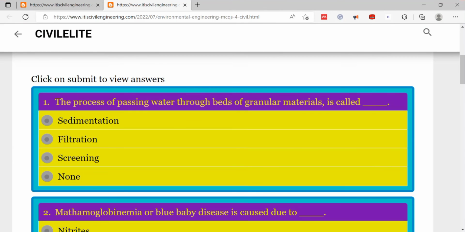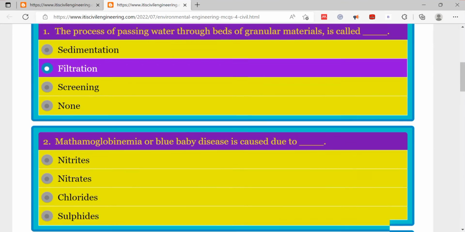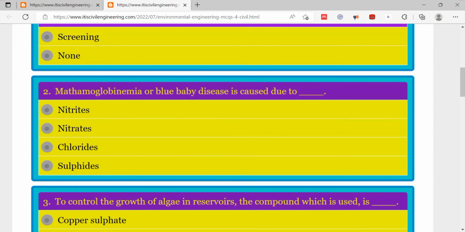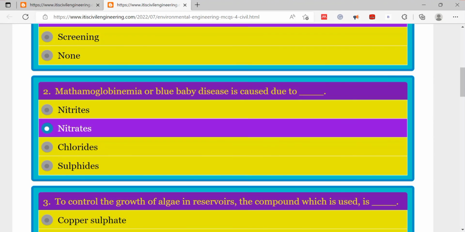The process of passing water through beds of granular materials is known as, we call this process of passing water through the beds of granular materials as filtration. Methemoglobinemia or blue baby disease is caused due to the presence of nitrates.